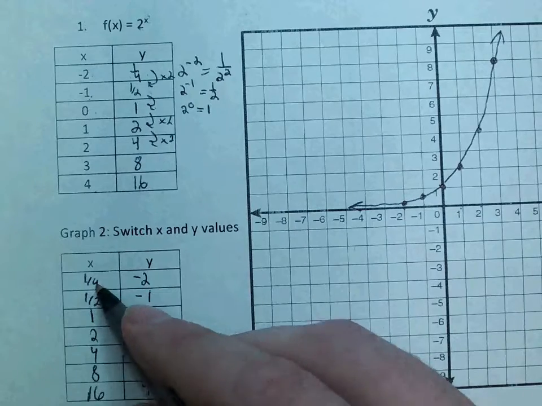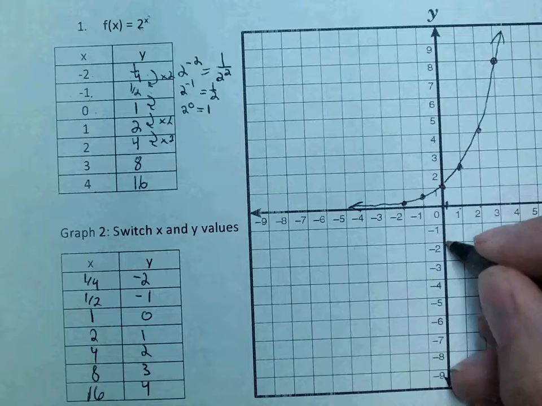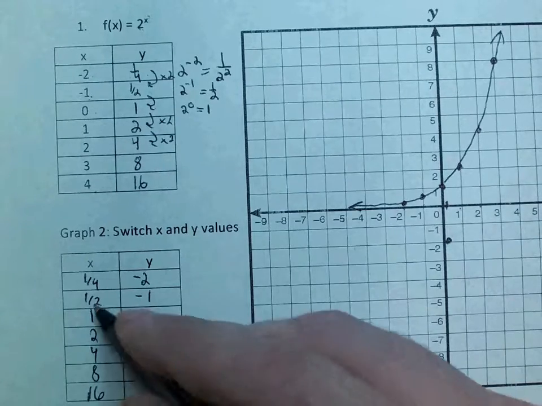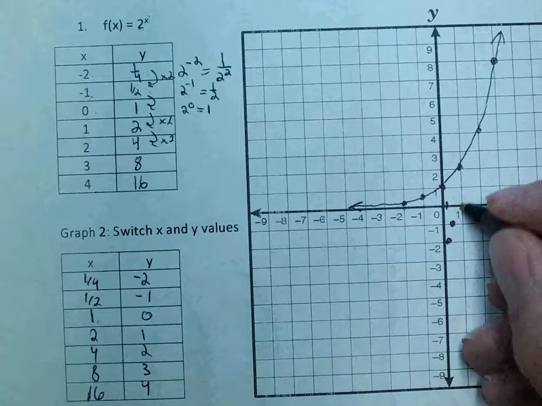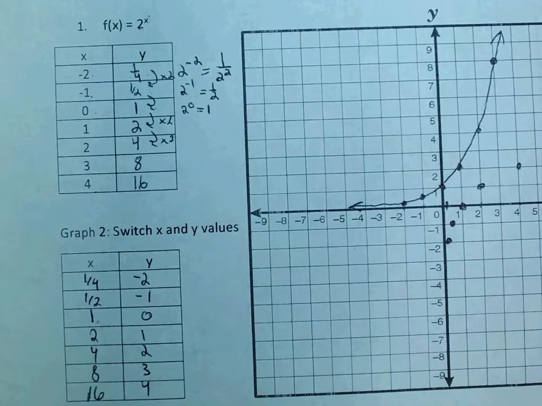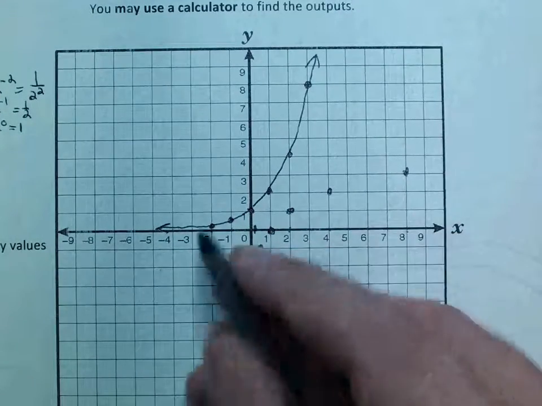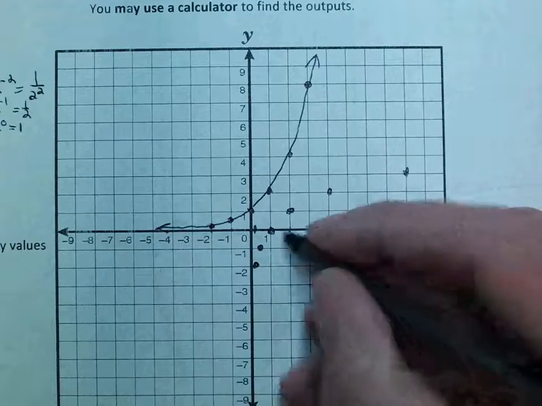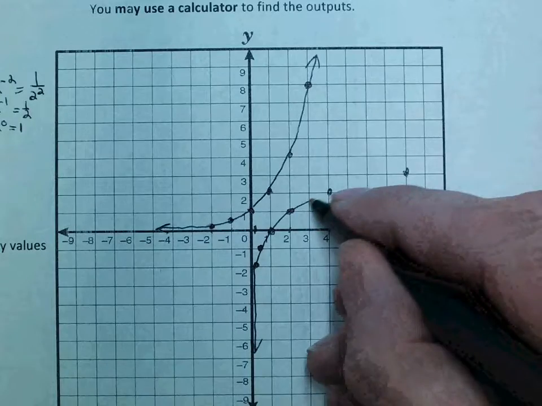Now when we graph this, when x is 1/4, y is -2. When x is 1/2, y is -1. When x is 1, y is 0. When x is 2, y is 1. When x is 4, y is 2. When x is 8, y is 3. And when x is 16, that's off the graph. We can kind of surmise what's happening here. And since this one followed an asymptote, this one seems like it'll also follow an asymptote. I'm going to go ahead and draw that in.